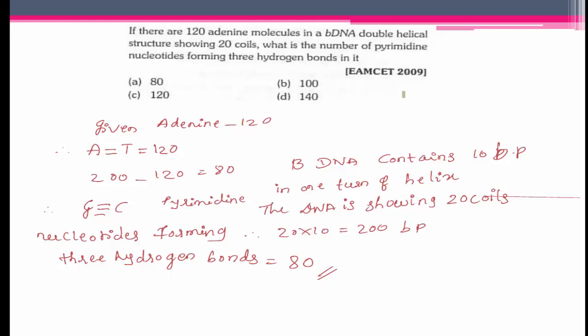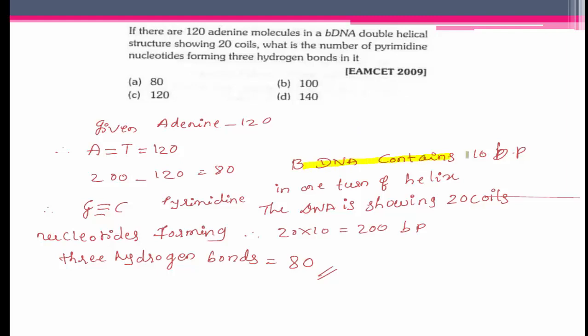If there are 120 adenine molecules in a B-DNA, again it is B-DNA, a double helical structure showing 20 coils. It is undergoing 20 coils. What is the number of pyrimidine nucleotides forming 3 hydrogen bonds in it? B-DNA, that is the Watson and Crick model of DNA.